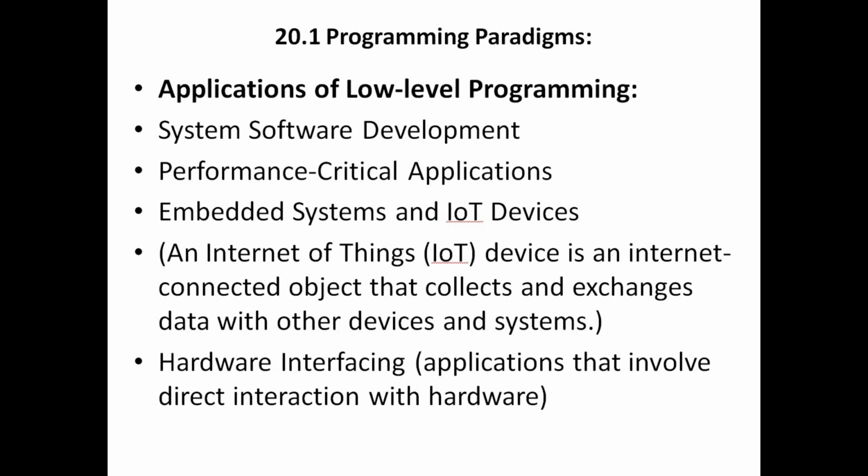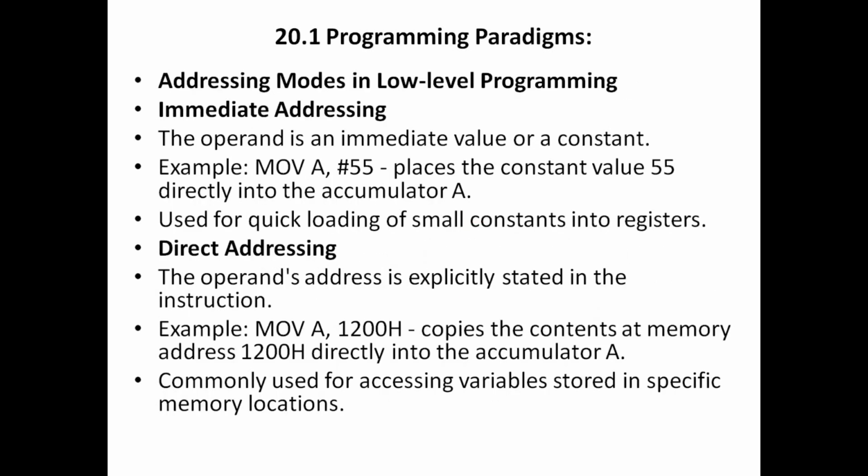Applications of low-level programming include system software development, like operating systems, performance-critical applications, embedded systems and IoT devices. IoT stands for Internet of Things, where you can use your cell phone or a central device to control basically everything in your home, such as Alexa, etc. Then we have hardware interfacing applications that involve direct interaction with the hardware.